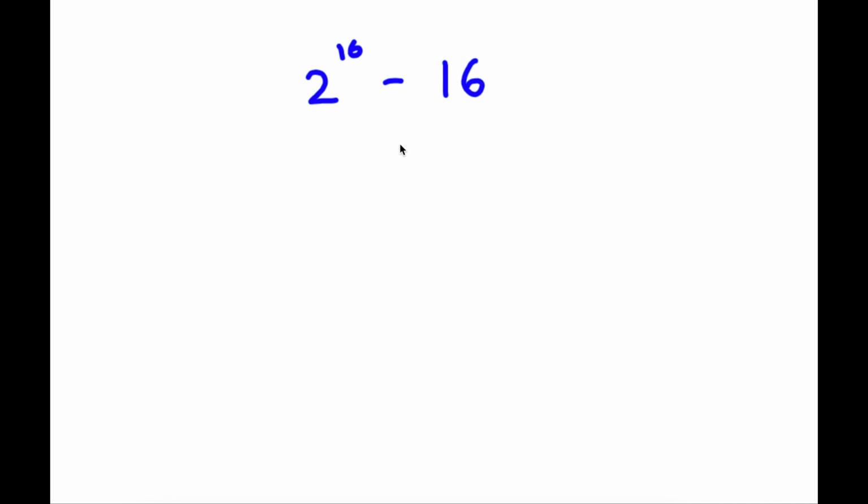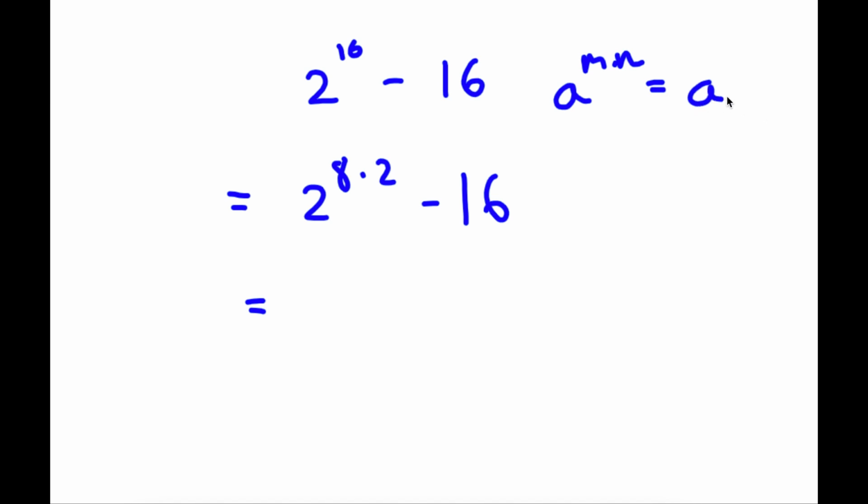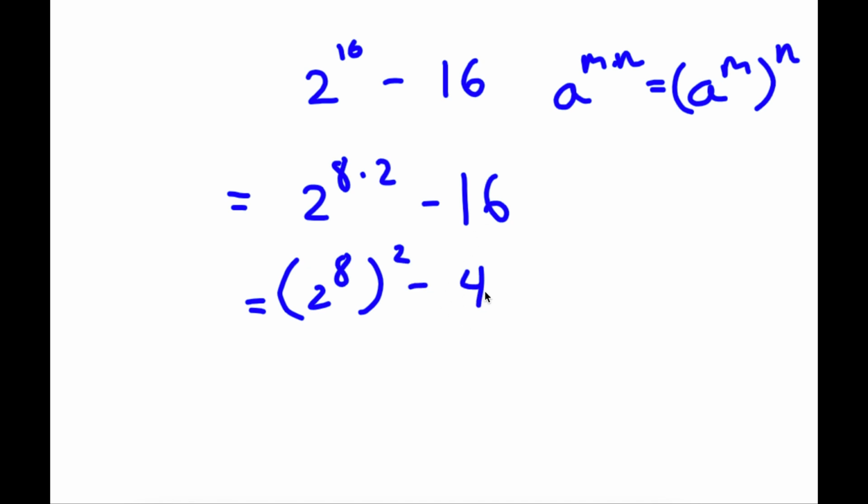So I have 2 to the power of 16 minus 16. Now 16 here, this is the same thing as 8 times 2. So now I have 2 to the power of 8 times 2 minus 16. Now, first off, if I have something in the form a to the power of m times n, this is equal to a to the power of m, to the power of n. So 2 to the power of 8 times 2 is going to equal 2 to the power of 8, to the power of 2. Minus 16, I can rewrite as 4 squared.